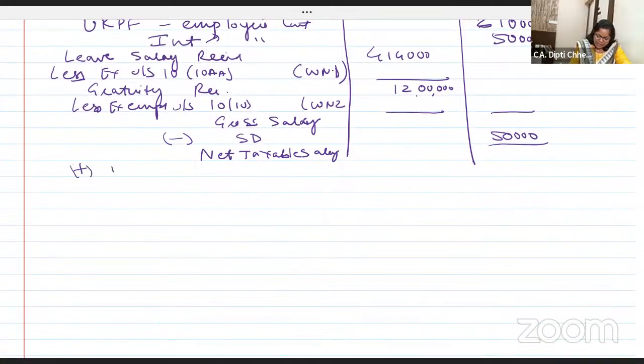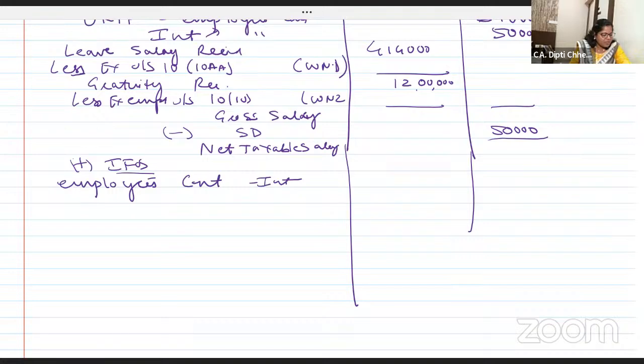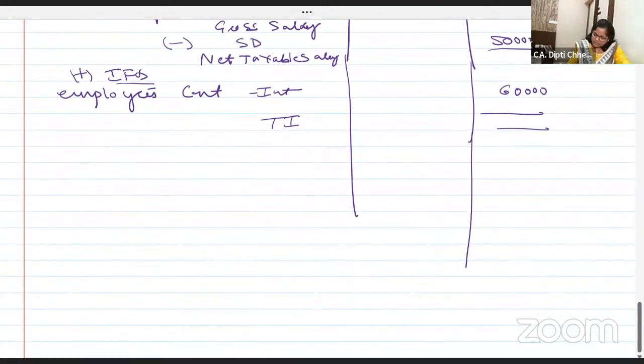और फिर straight add करो income from other sources. How will you add income from other sources? Employees contribution is exempt, but employees contribution का जो interest है ना 60,000, it is taxable in income from other sources, and then you get the total income. There are no ATC to ATU deductions.